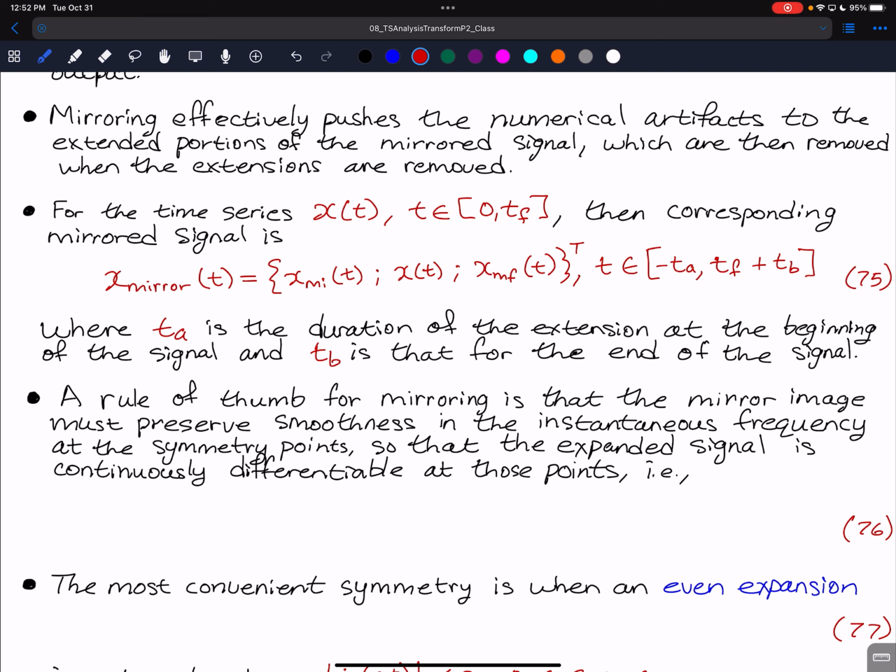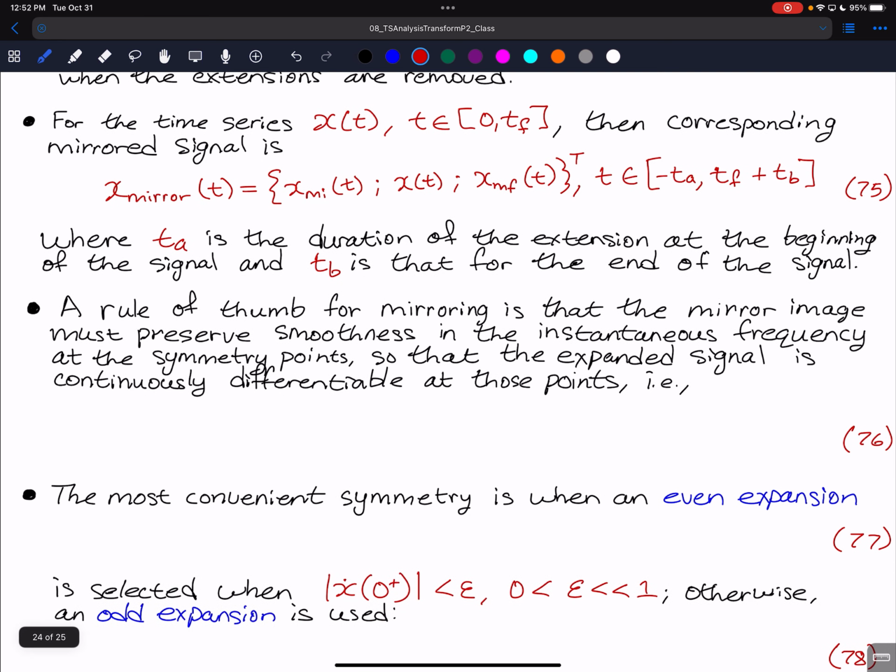Okay, so a rule of thumb for mirroring is that our mirror image must preserve smoothness in the instantaneous frequency at the symmetry points. That means at the points where we have this mirroring occurring, so that the expanded signal is continuously differentiable at those symmetry points. What that means is that we require that x mirror, a mirror image or mirrored signal, needs to be at least differentiable once continuously, and true for t at 0 minus, 0 plus.